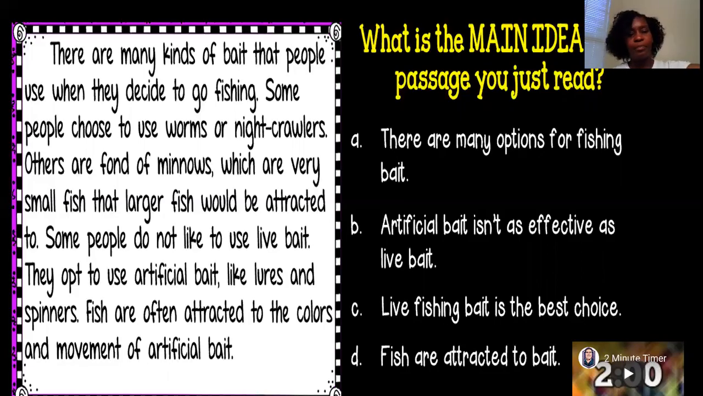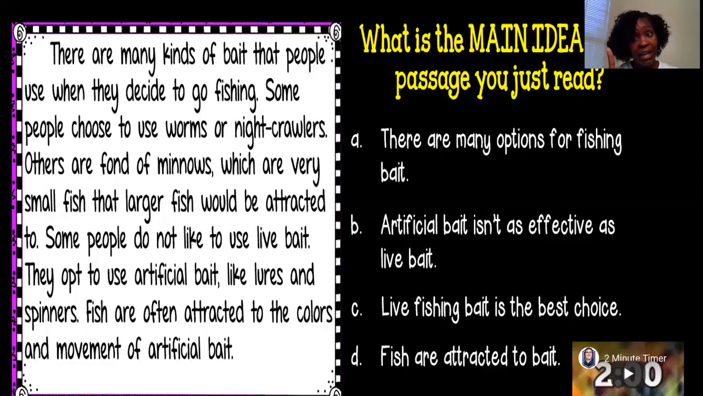Let's check C. Live bait is the best choice. It did not give us any information about why live bait will be the best choice. It wasn't mostly focused on why live bait should be the best choice. So we're going to go ahead and eliminate C. Let's check answer choice D. Fish are attracted to bait. Which is true. However, that's not what this text mostly was all about. So we're going to eliminate D.